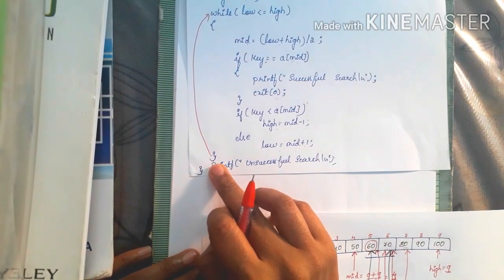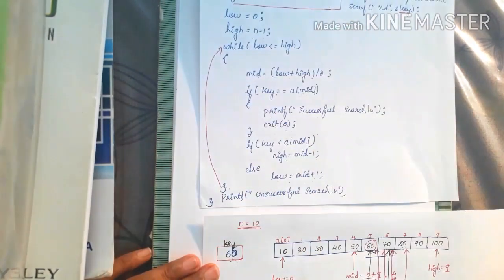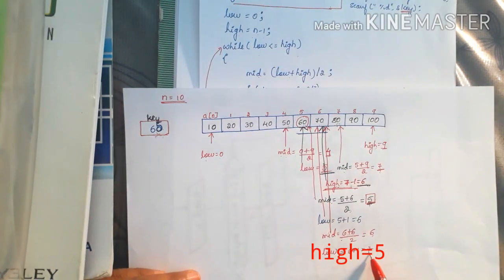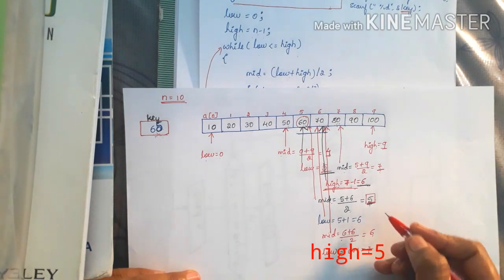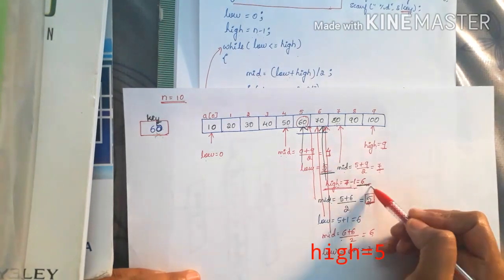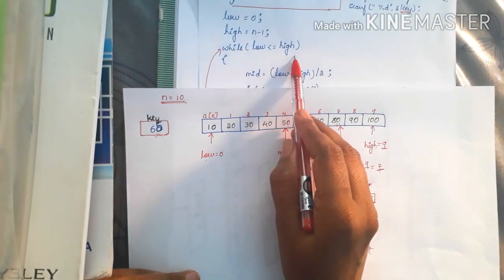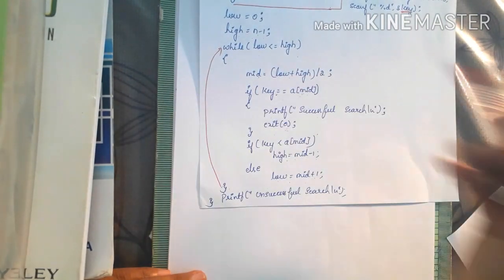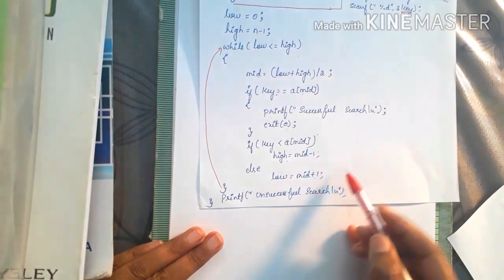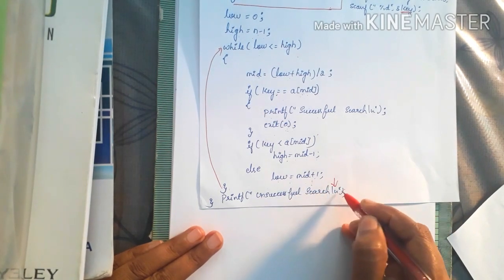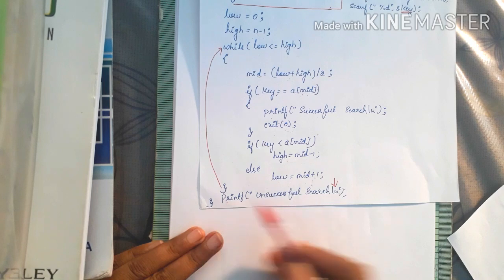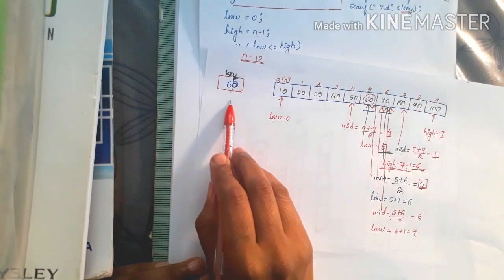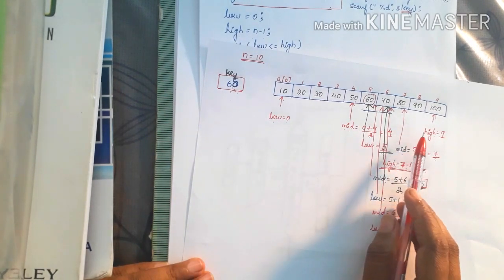Next, end of while means control returns back to the while loop. Now, is low less than or equal to high? Low value is 6, high value is 5. Is low less than or equal to high? That is, is 6 less than or equal to 5? No, the condition is false. When this while condition becomes false, control moves out of while. Then it executes the statement after the while, that is a print statement. It prints unsuccessful search, because the given key element 65 is not found in the array.